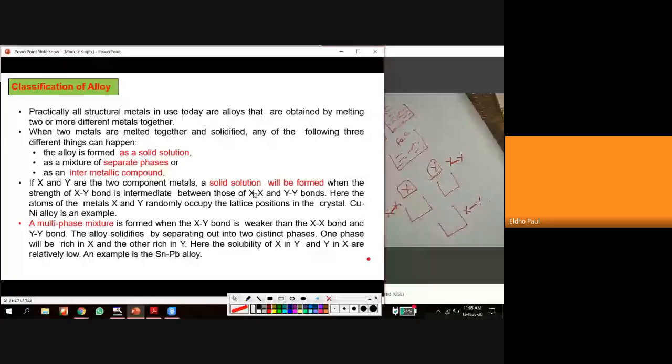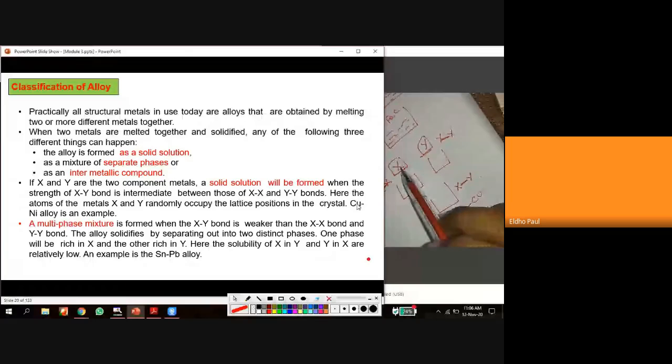So that is the first possibility when we mix the two components. For example, in the case of copper and nickel, the copper-copper bond has a particular bond energy. Similarly, nickel has a particular bond energy. When we mix copper and nickel, the copper-nickel bond is in between the copper and nickel bond energies. Since it is in between these two bond energies, a solid solution will be formed.